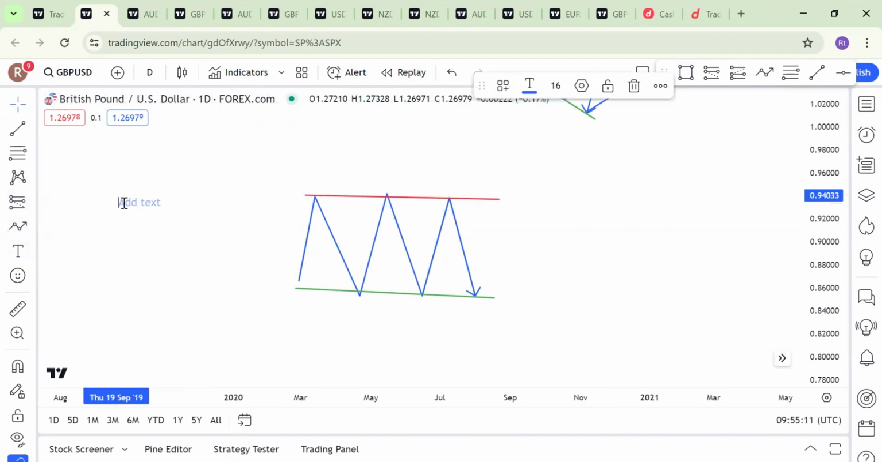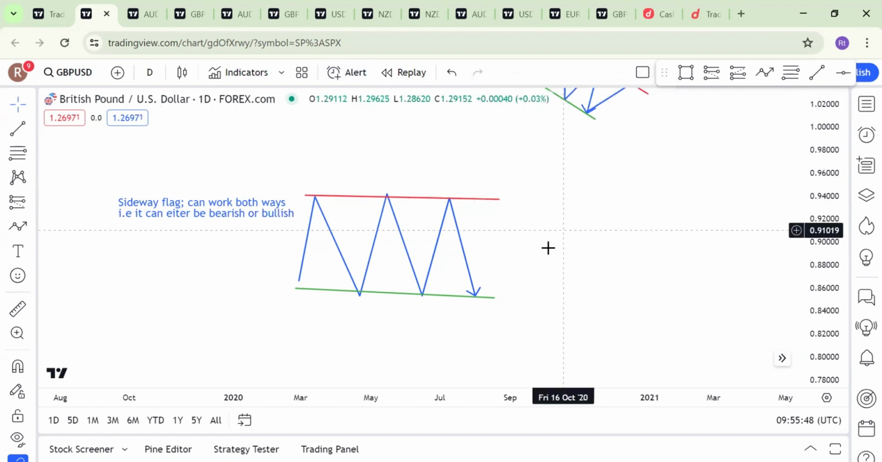So let me call this sideway flag. The sideway flag can work both ways. It can either be bearish or bullish. That means it can either break to the upside or break to the downside.